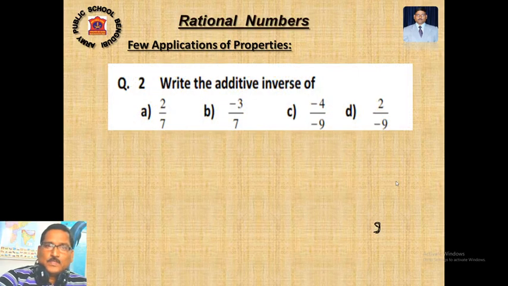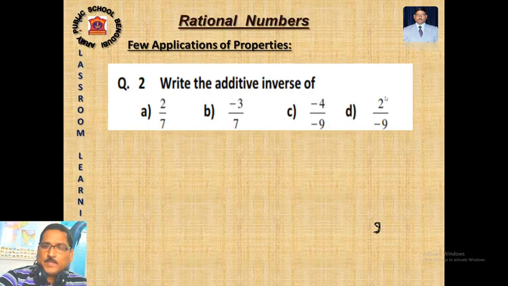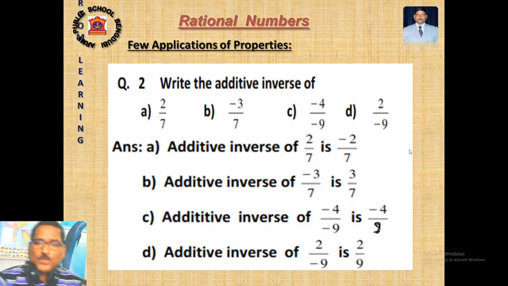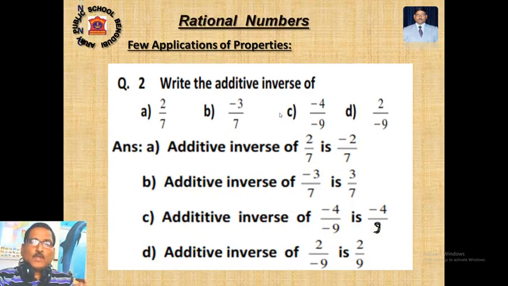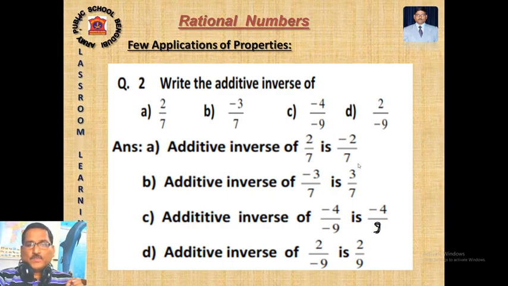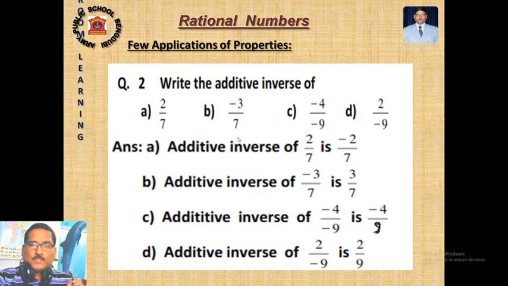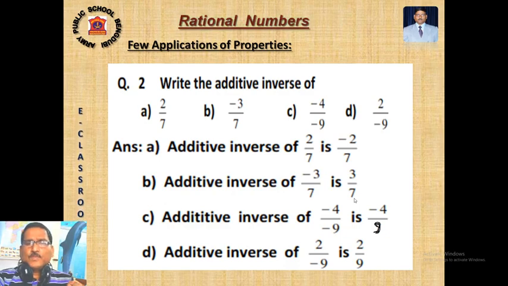Now a few applications. Additive inverse: 2 by 7, minus 3 by 7, minus 4 by minus 9, 2 by minus 9. So what is the additive inverse of 2 by 7? What I said, additive inverses are those numbers which when added give the result 0. So 2 by 7 and minus 2 by 7, if I add together, the result will be 0. The additive inverse of minus 3 by 7 is 3 by 7. That means just a sign change. If it is negative, make it positive. If it is positive, make it negative. Then only after adding the result will be 0.